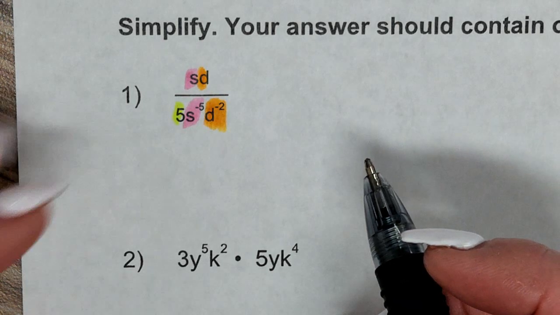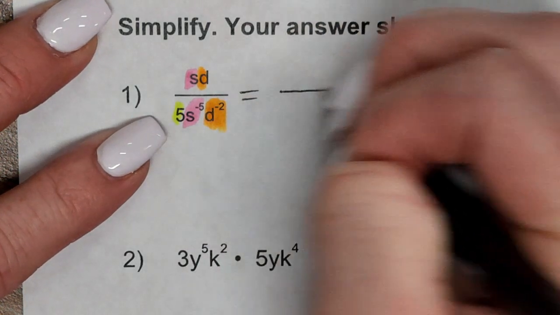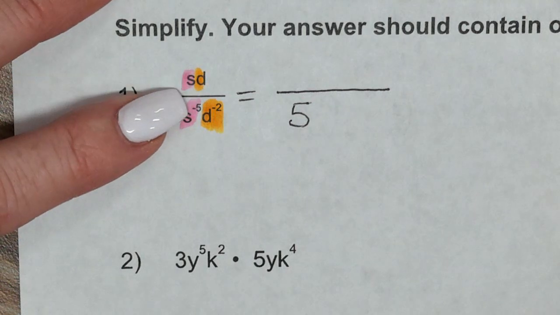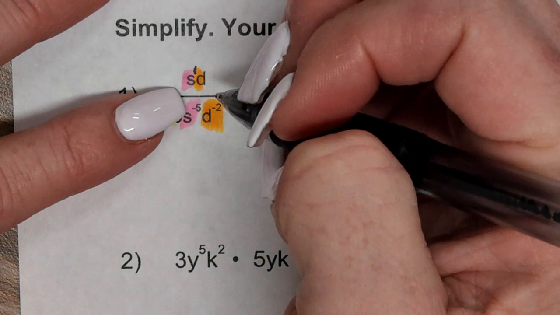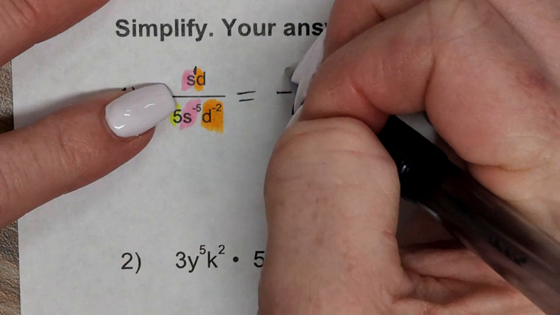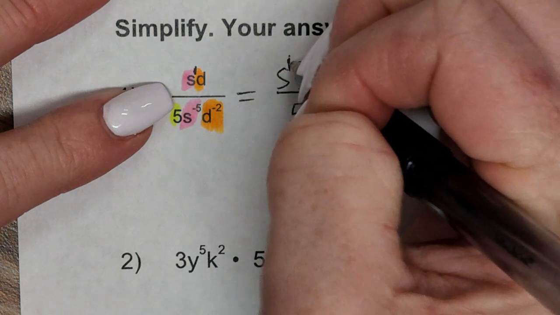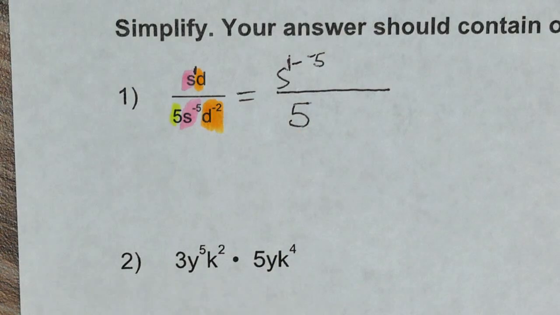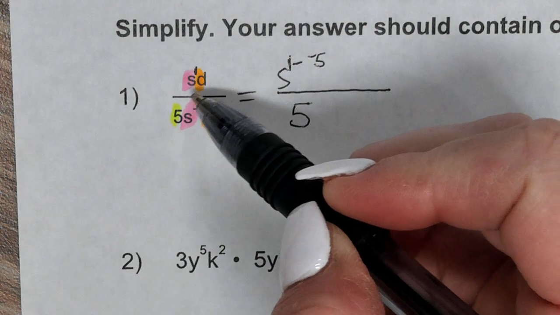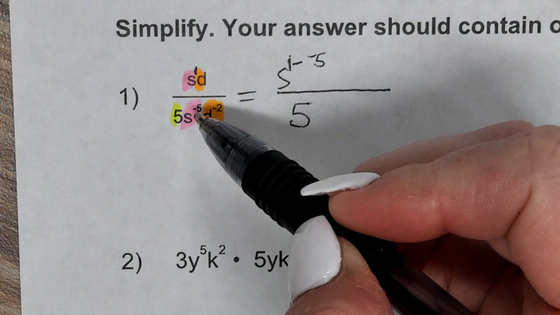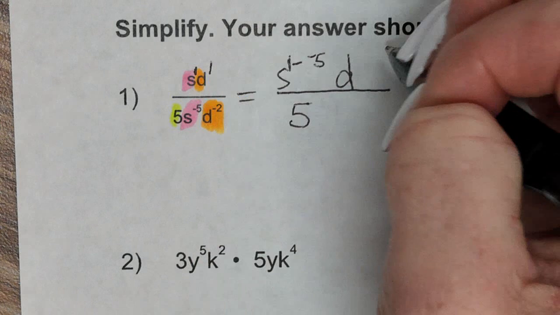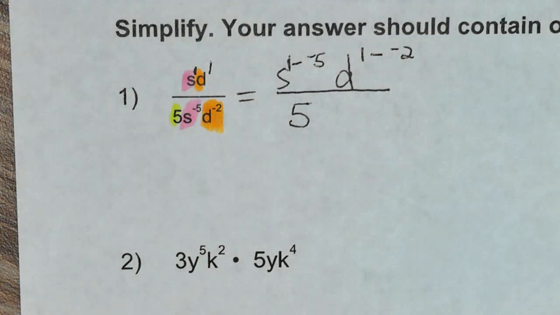Everybody ready? So if I want to show my work, 5 is going to stay on the bottom. To subtract the S's, I pull them to the top. So I say S to the 1 minus what? Negative 5. Yes, it is 1 minus negative 5. Because your 1 is here, your subtraction comes with the rule, the negative 5 is there. Good? Okay, D to the 1 minus negative 2.